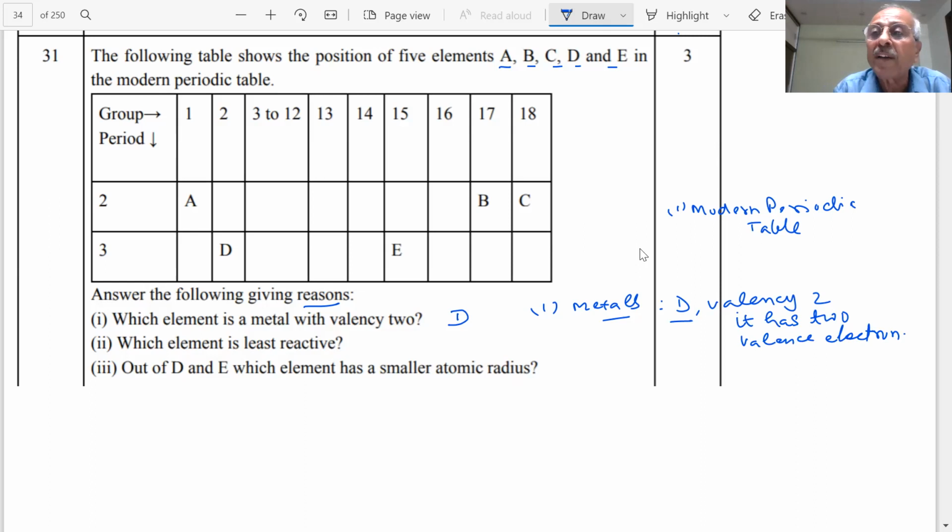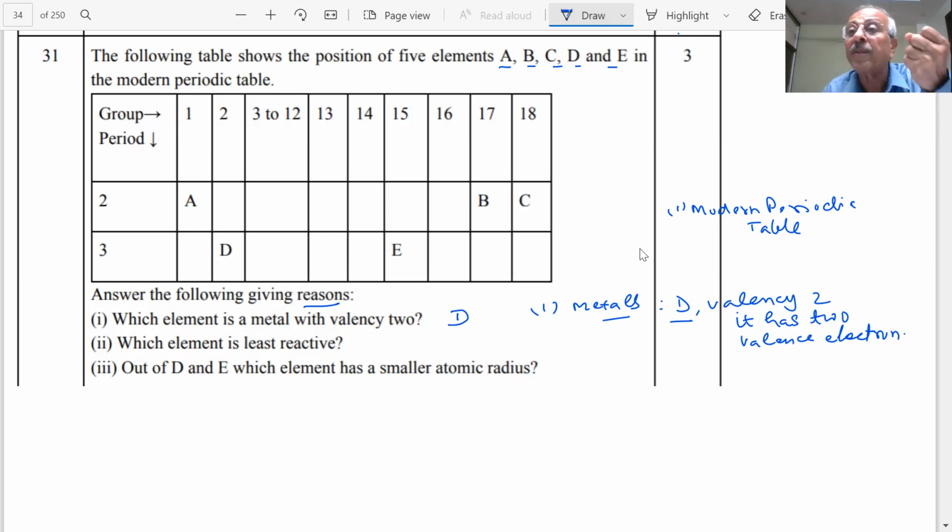If it is group 1, then the valency will be 1. For group 13, the valency is 13 minus 10, which is 3, and there are 3 electrons in the valence shell. Group 14 has 4 electrons in the valence shell: 14 minus 10, 4. Groups 15 to 18 are non-metals: 18 minus 15 is 3, 18 minus 16 is 2, 18 minus 17 is 1. That's the way you find the valency.